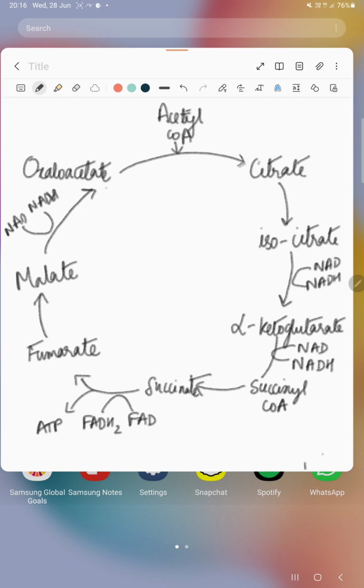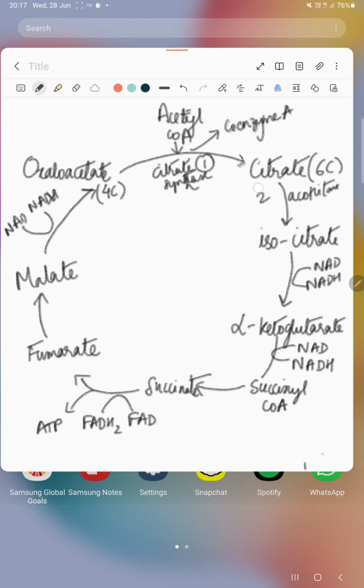So oxaloacetate out here is a 4-carbon compound. When it's forming, acetyl CoA is utilized here and oxaloacetate uses it to form citrate. Coenzyme A is released and we are getting citrate, which is a 6-carbon compound. This is occurring with the help of the enzyme citrate synthase. This is the first step. Then from citrate we are getting isocitrate with the help of the enzyme aconitase. This is the second step.